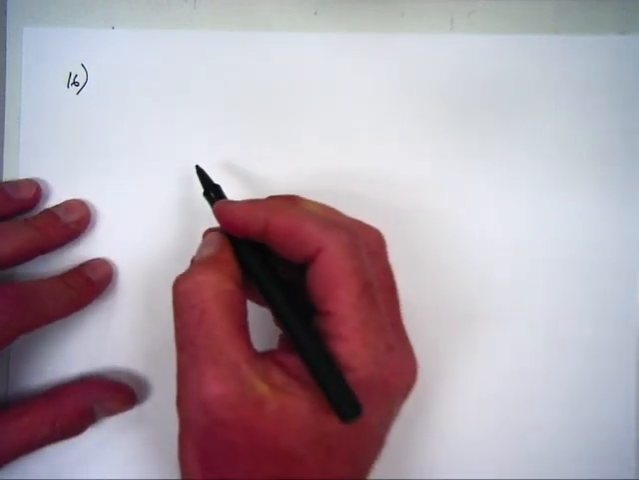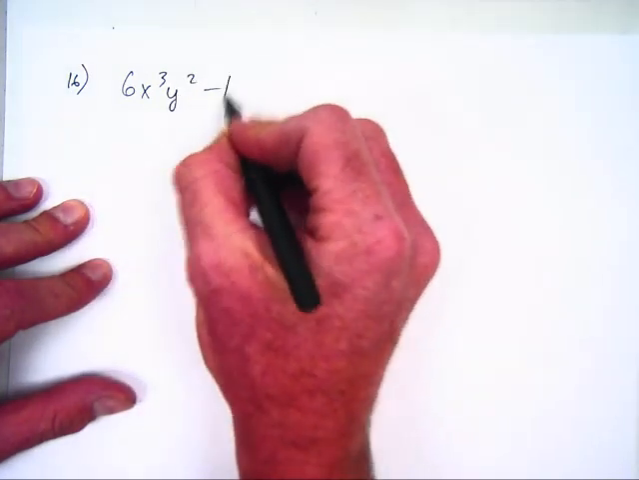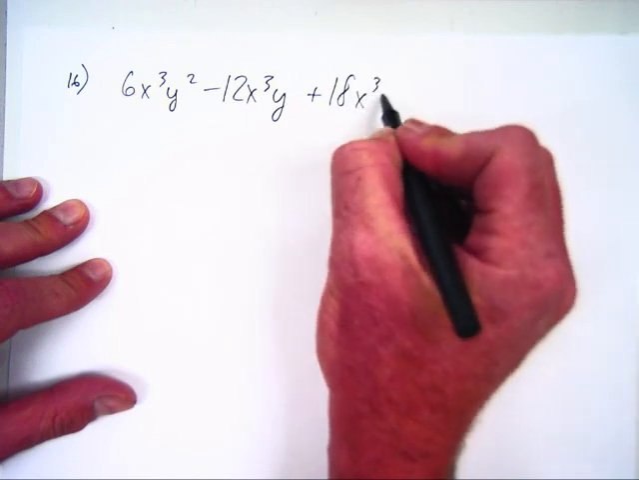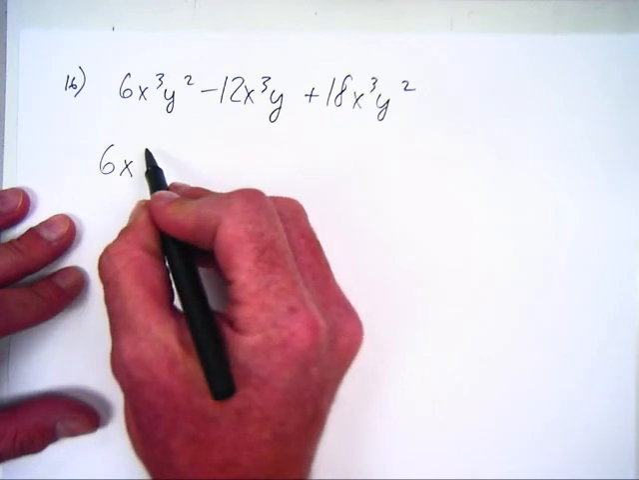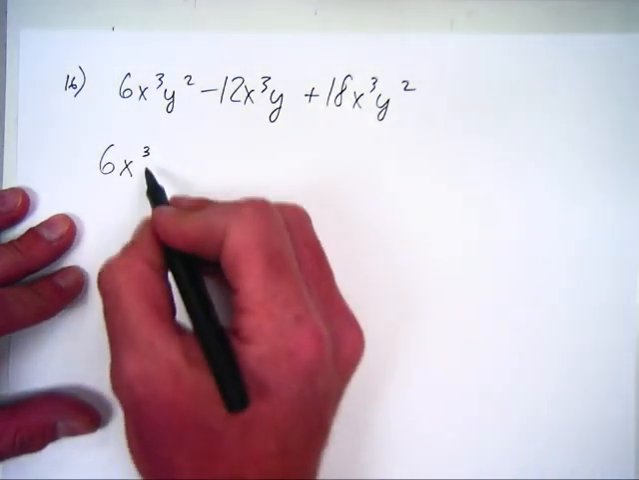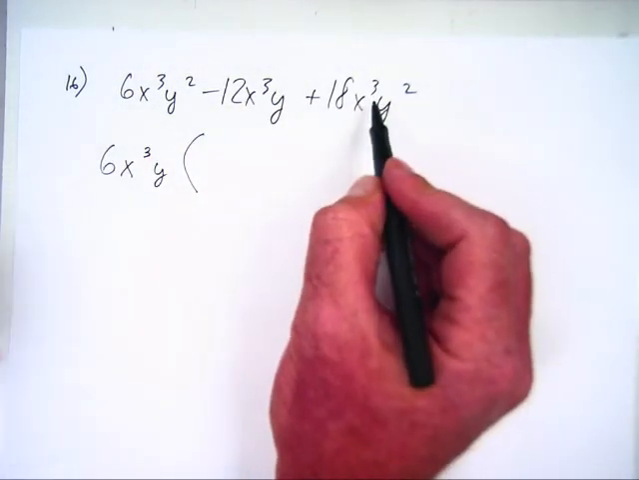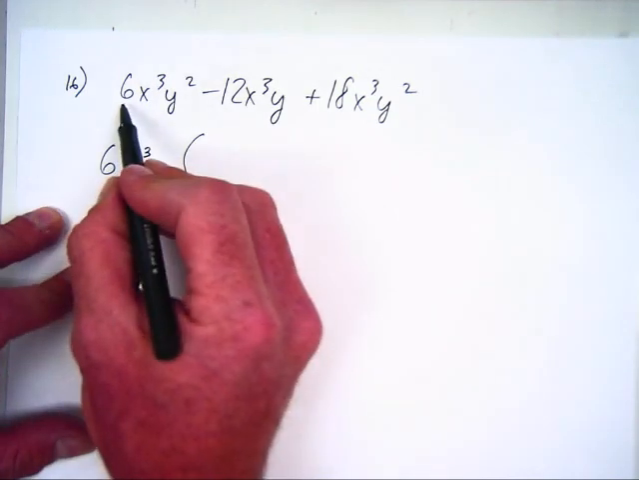Let's look at number 16. These are the ones that you kind of got to worry about just because you got to be good with your fundamentals and make sure that you don't forget anything. We have 6x cubed y squared minus 12x cubed y plus 18x cubed y squared. We're going to factor out a 6x cubed y. There's an x cubed, x cubed, x cubed. That can come out. We have a y squared, a y, and a y squared, so we can only pull out a y. 6 is the GCF.